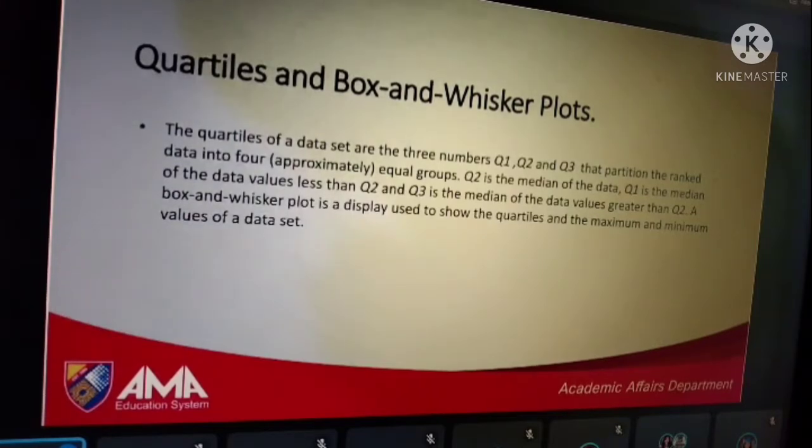A box and whisker plot is a display used to show the quartiles and the maximum and minimum values of a data set. We use this to know the result of the quartiles in our data or in our study. That is called a box and whisker plot.